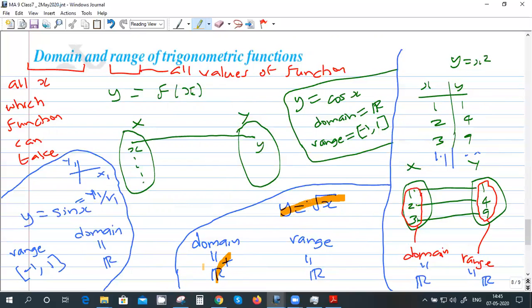This function is defined not for all values of x, but for a subset of it, and that here in this case is the real positive numbers. And this set is called the domain. Domain is the set of values of x for which the function is defined.